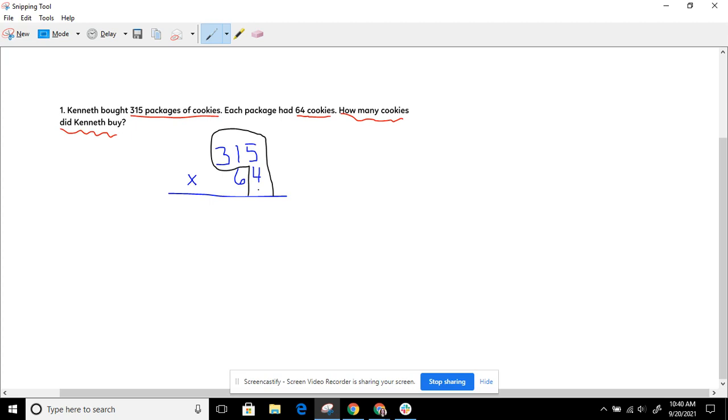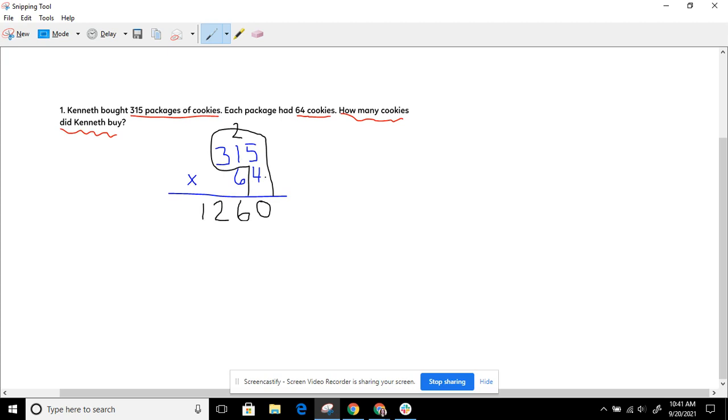4 times 5 is 20. So I put my 0 down, and then I have to carry my 2 because it's a 2-digit number. You don't put it down here at the bottom, you carry it up at the top. Okay, so I just did 4 times 5, I got 20. I put my 0 down, I carried my 2. 4 times 1 is 4, plus 2 is 6. So I put my 6 down. Notice I'm doing everything in the turtle head first. Then I just did 4 times 1 plus 2 and got 6. So now I'm going to do 4 times 3, which is 12.